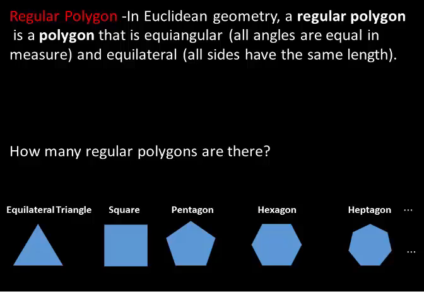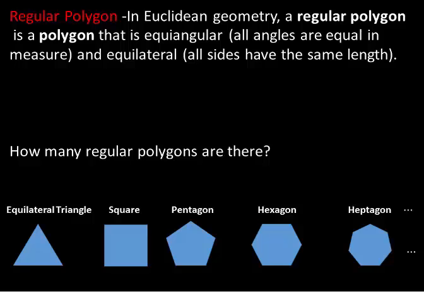Now, what does it mean for a polygon to be a regular polygon? Well, it means that it is a polygon that has exactly the same length to all its sides, and all the angles are equal measure. Here it says, in Euclidean geometry, a regular polygon is a polygon, in other words, a planar figure with straight line segments for its sides, that is equiangular, all angles are equal, and equilateral, all sides have the same length.